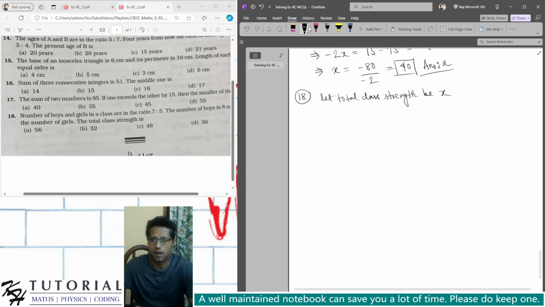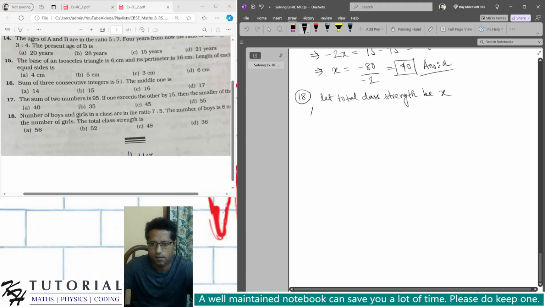Okay, this is fine. I have considered the total class strength to be x. That is the number of boys and the number of girls to be x. Also, it is given that the ratio of the number of boys and girls is 7:5. Now, let B be the number of boys and G be the number of girls.